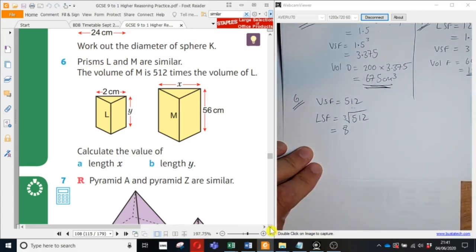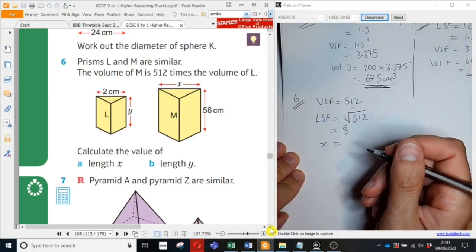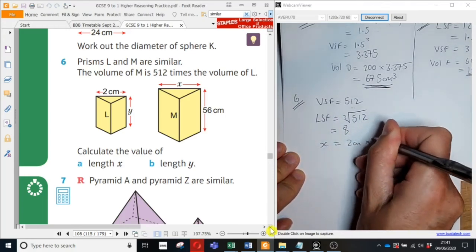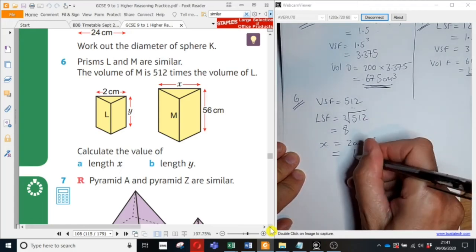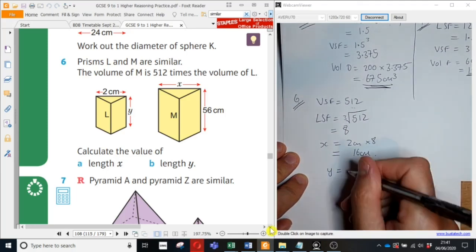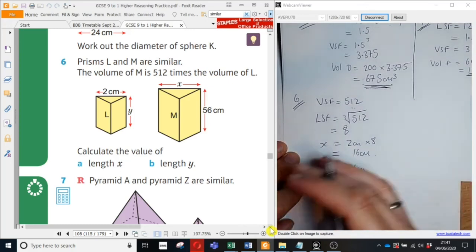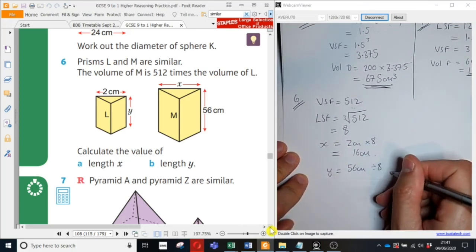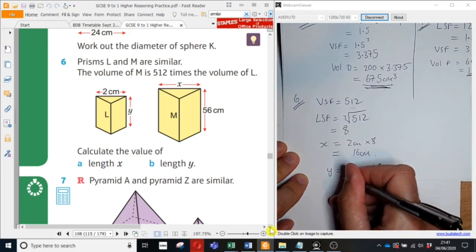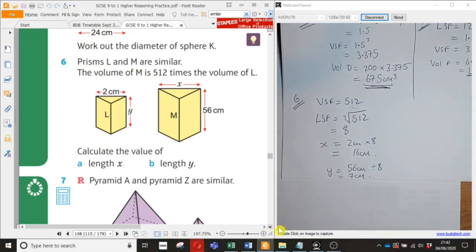Now if you look at those diagrams, that X there is equivalent to the 2 centimeters in the smaller shape. So it's 2 centimeters multiplied by the length scale factor of 8, which is 16 centimeters. And the Y is equivalent to the 56, so 56 centimeters. But I won't be multiplying it by 8 because that'll give me a bigger answer. You're getting bored of me saying this. We want a smaller answer, so we're going to divide it by 8, and that will be 7 centimeters. So that will be the answer to that. Lovely.